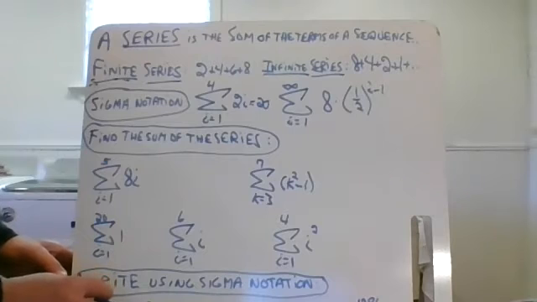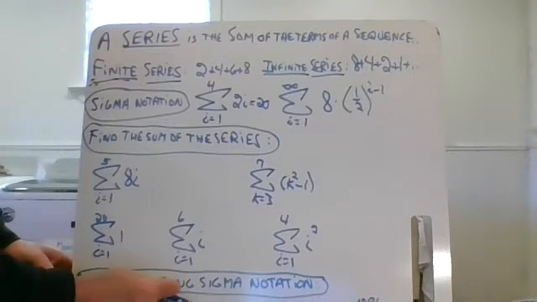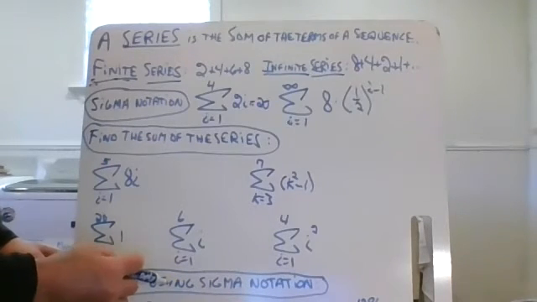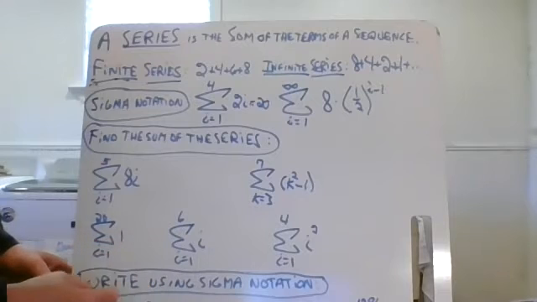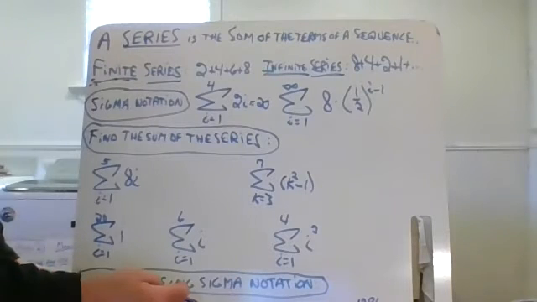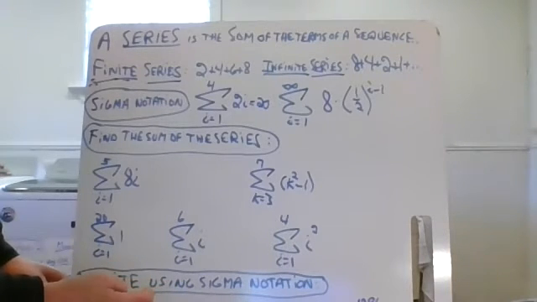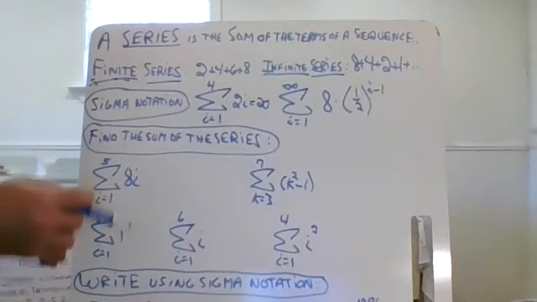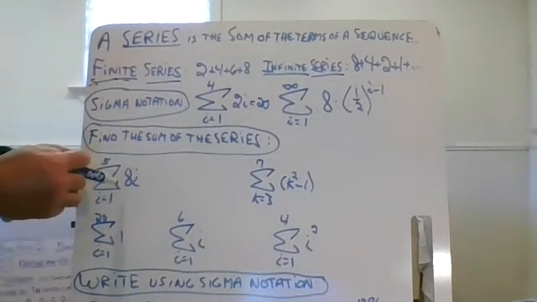The second problem is when you're given the series like this and you have to write it using sigma notation, which means you've got to find the term generator for the sequence you're adding. And that's the tougher problem. So let's do some of these problems.